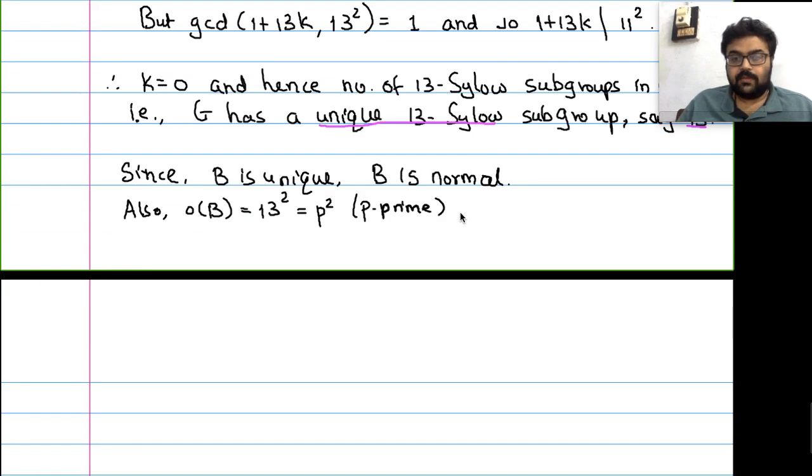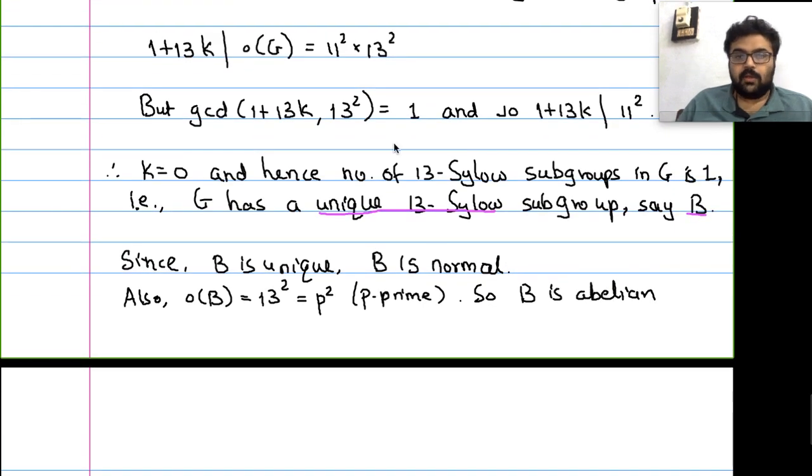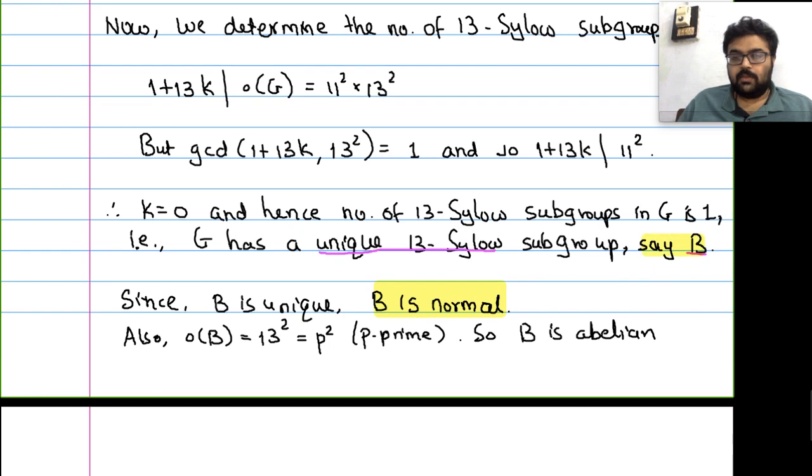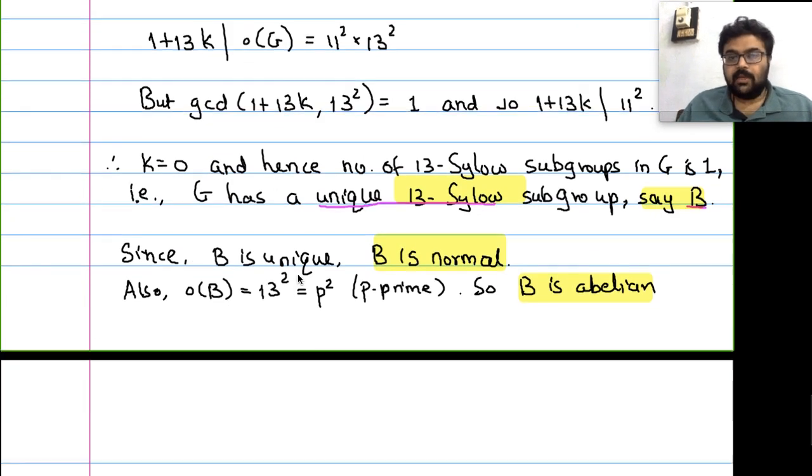Therefore B is also abelian. Every group of order p square is abelian. So B is abelian, and the 13 Sylow subgroup is also normal. So A is abelian, B is abelian, and both A and B are normal.